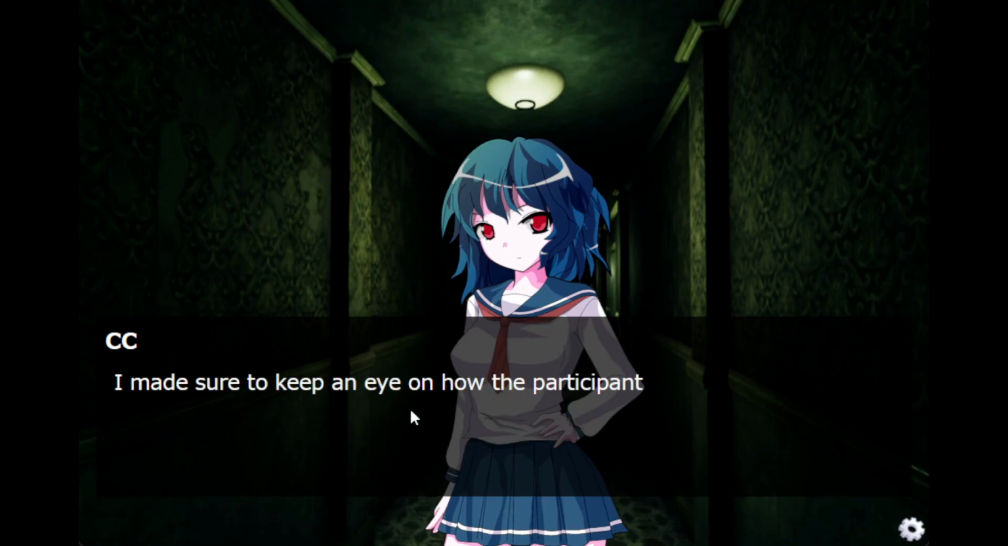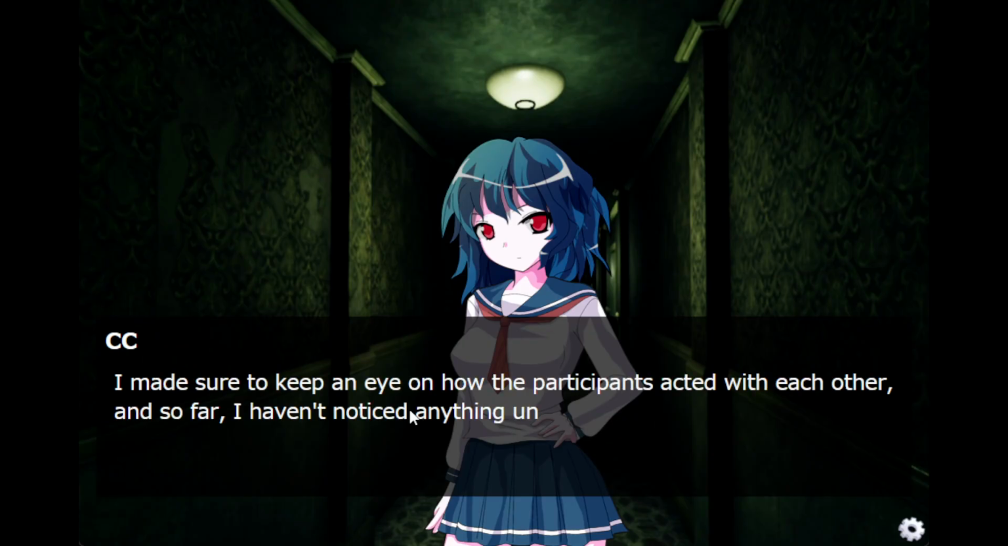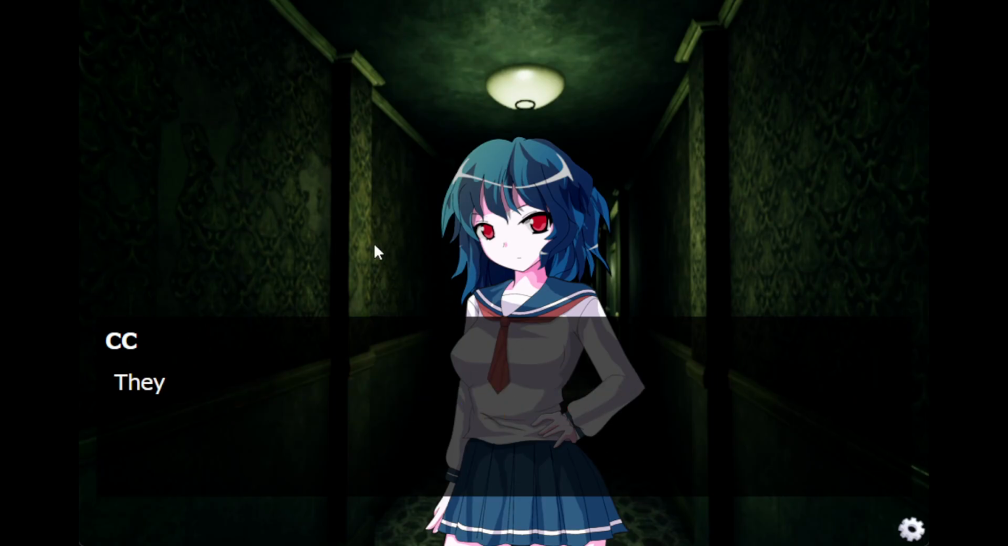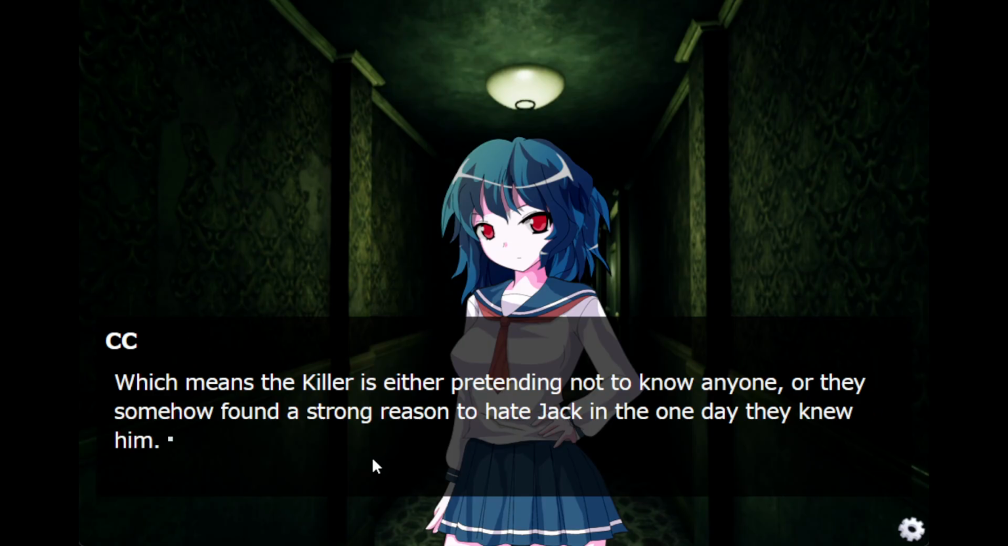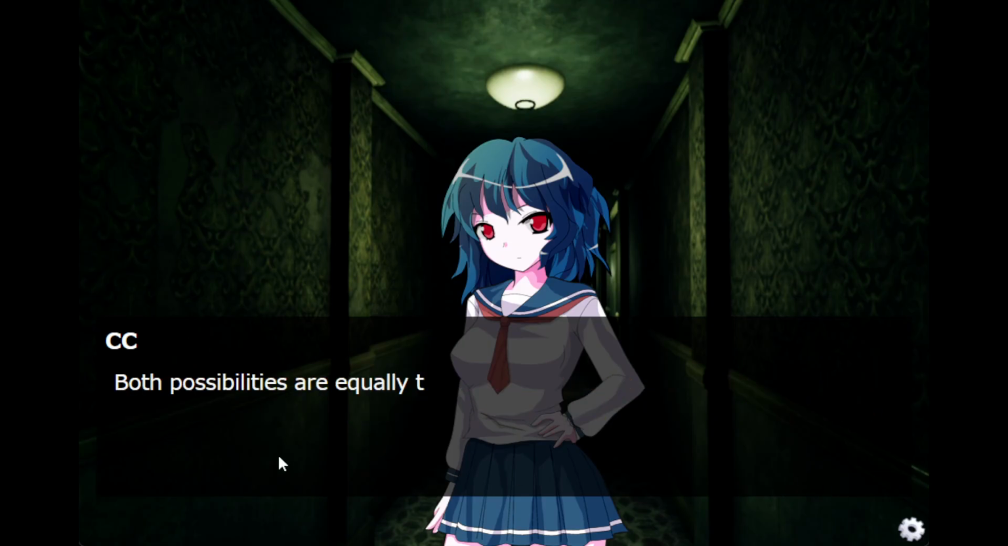I made sure to keep an eye on how the participants acted with each other, and so far I haven't noticed anything unusual. I mean, fucking Hassan was going to chop off her balls and choke us with it, right? That's what he said he would do. And he didn't know us back then either. So I think maybe they're just crazy. They all seem to treat each other like complete strangers, which means the killer is either pretending not to know anyone, or they somehow found a strong reason to hate Jack in the one day they knew him. Both possibilities are equally terrifying, to be honest.